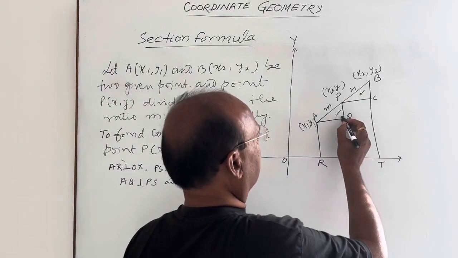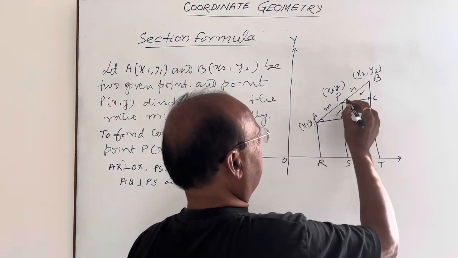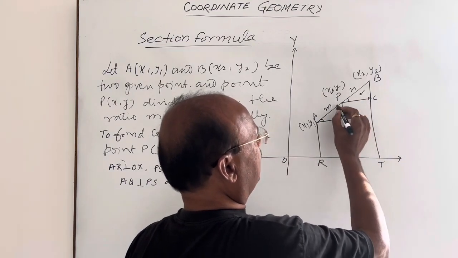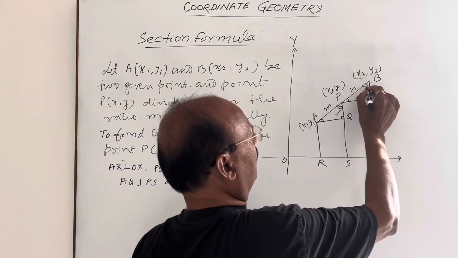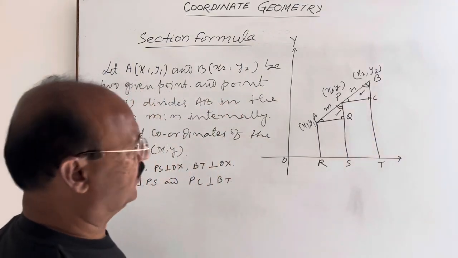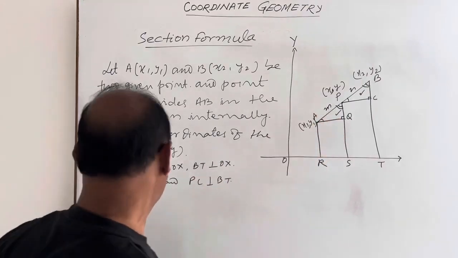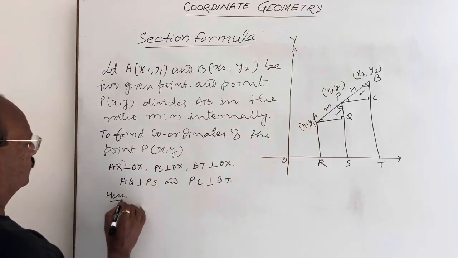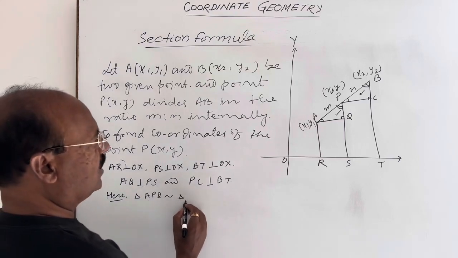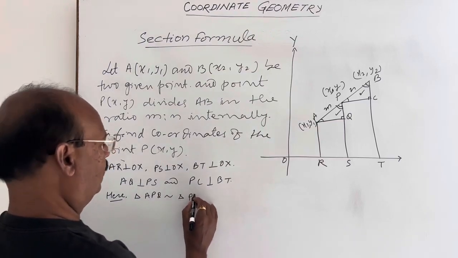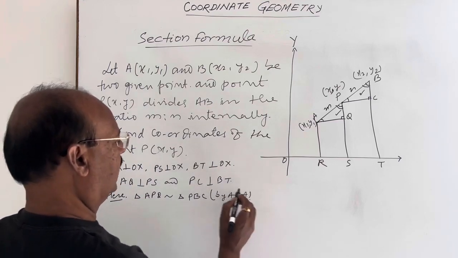These two angles are 90 degree. These two angles are corresponding angles since AQ and PC are parallel as well as these two angles are also corresponding angles. So I am writing directly here. If you wish, you can describe it, but we can write directly also. Here, triangle APQ is similar to triangle PBC by which property? Angle, angle, angle.